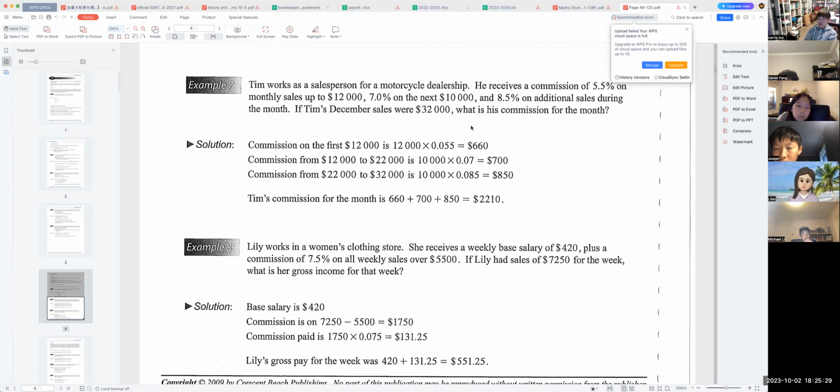Okay, so let me ask you a question. Why is the owner of the shop making such kind of commission strategy? 为什么要这样 Emma? Make them work harder. Make the worker want to sell more.